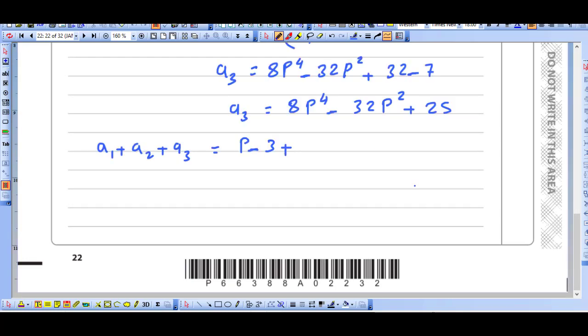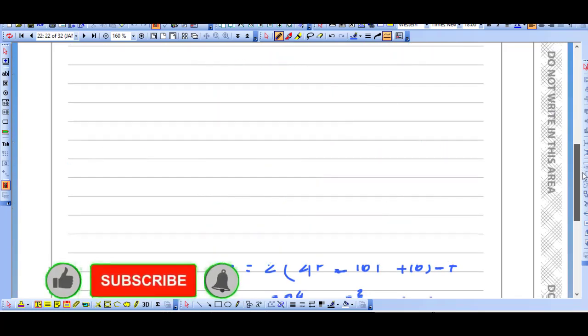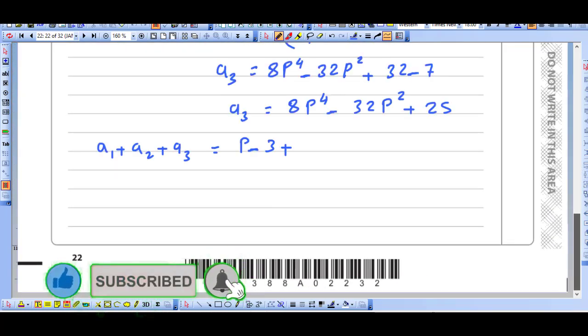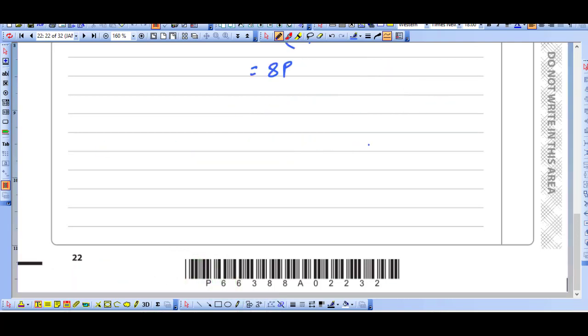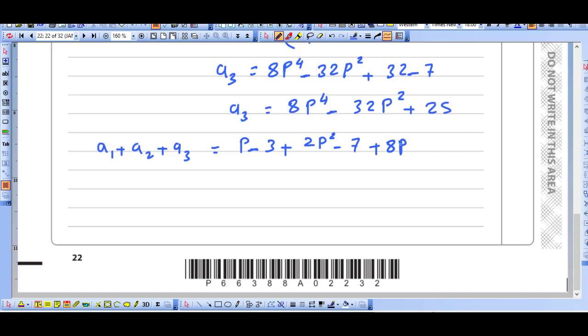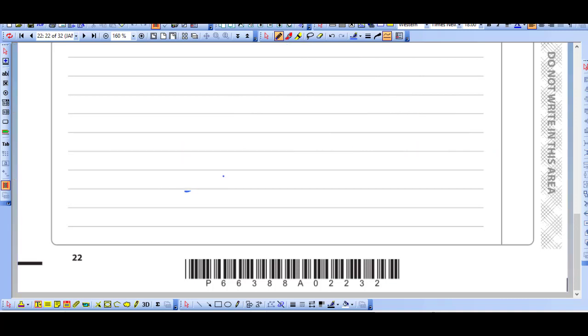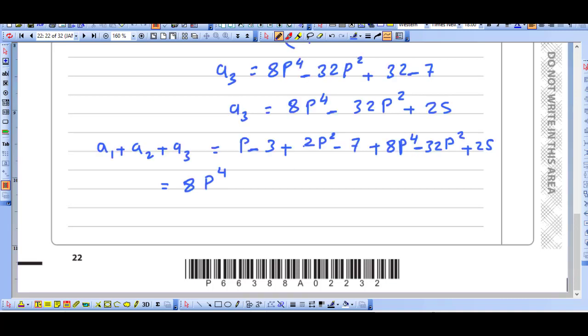Plus A2 is equal to 2b squared minus 7. So plus 2b squared minus 7 plus 8b power 4 minus 32b squared plus 25. So the summation will equal to 8b power 4. Now we have minus 32 and plus 2, so minus 30b squared.